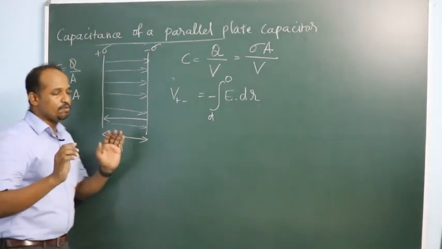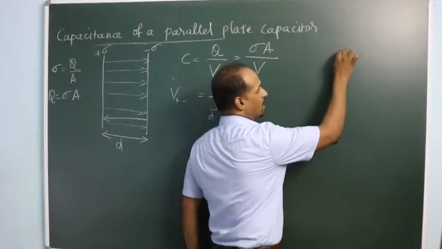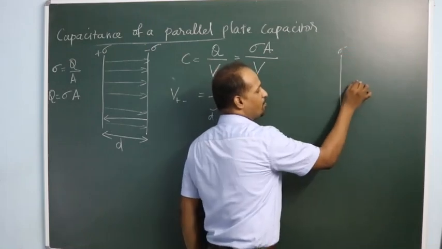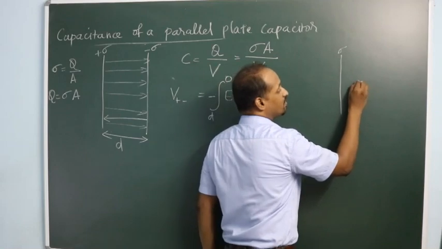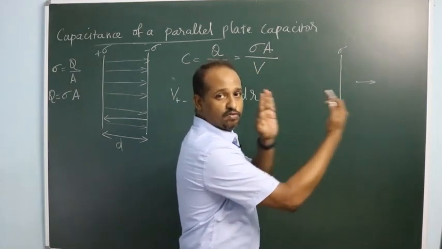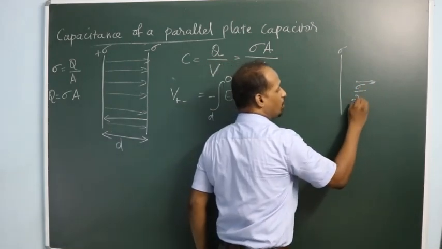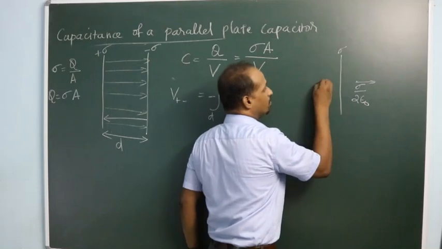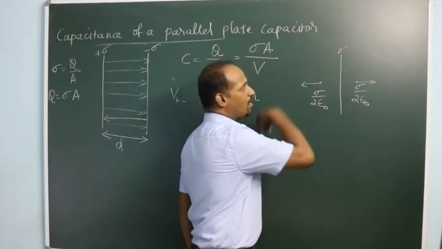And one point you just need to remember is, if there is a positive plate, charge density plus sigma, at any point on this plate or nearby, the electric field is sigma by 2 epsilon naught. Because it is a positive plate, lines of force will move away from the sheet. Hence, it will be sigma by 2 epsilon naught to the right. Because of this, on this side, it will be sigma by 2 epsilon naught to the left.